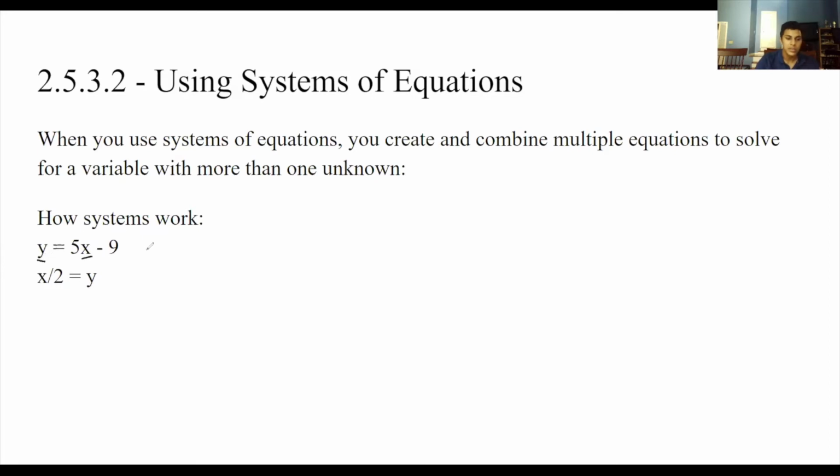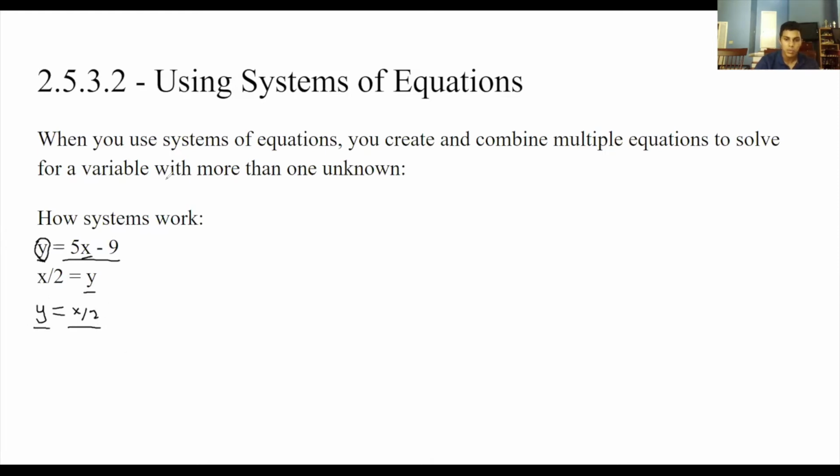So here's how systems work. This one is telling me what y is equal to. This is what you need to pay attention to. This one says y equals, and then it tells me what it's equal to. This one says x over 2 equals y. So if I flip this equation, for example, say I took the second equation, I could rewrite it as y equals x over 2. It's telling me what y is equal to. It's saying y equals and then whatever's on this side of the equation.